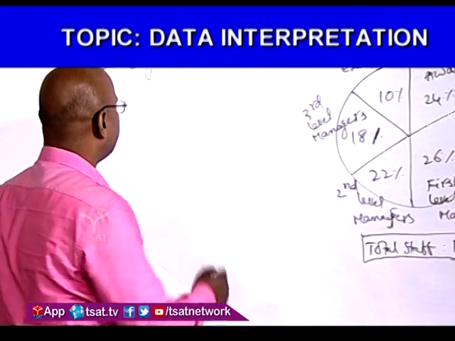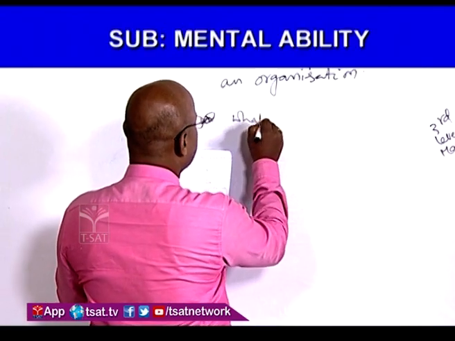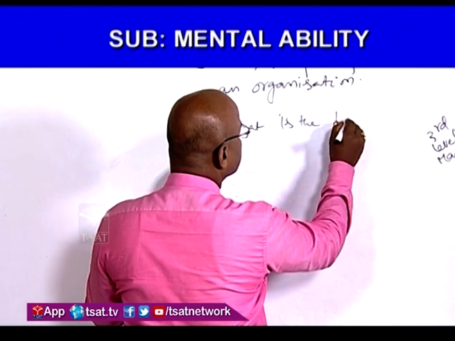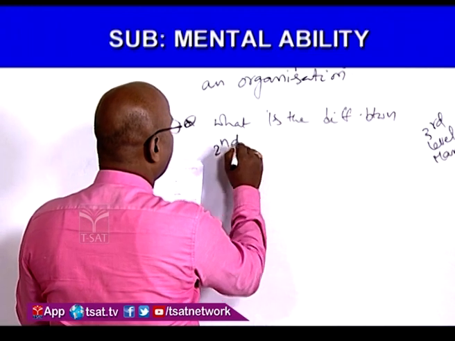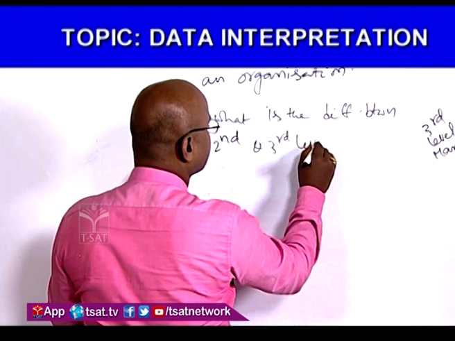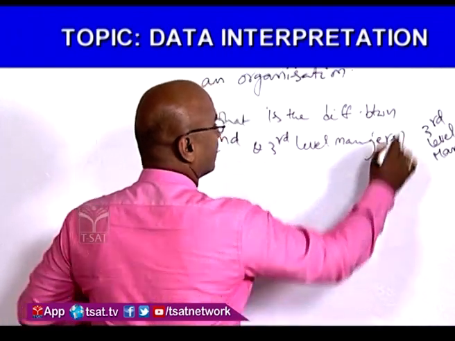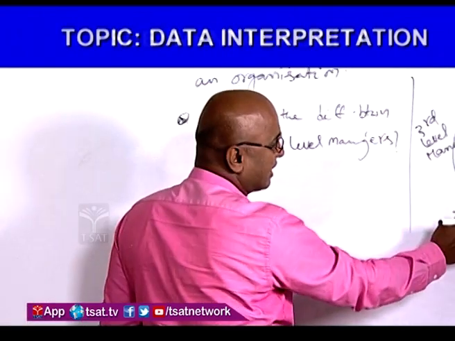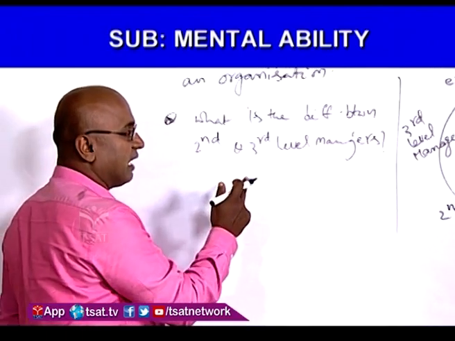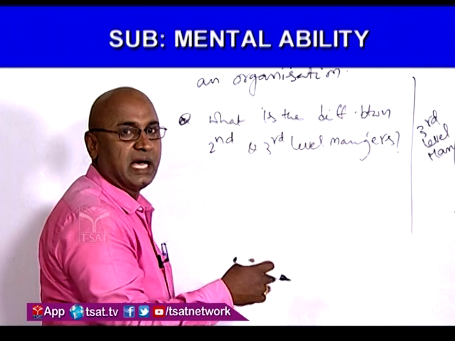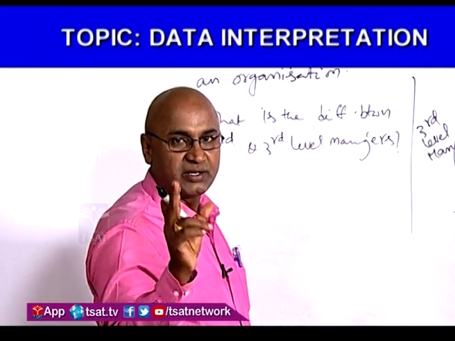Now we'll see the first question in this problem. The question is like this. What is the difference between second level and third level managers? Difference between third level and second level managers. So second level managers are 22% and third level managers are 18%. But the options will not be in percentage. The options will be in values. That is why we must find out the value.